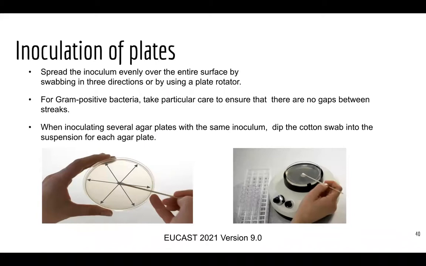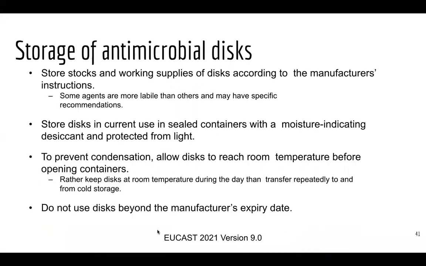Also, if you use a rotator, which you can have as mechanical as well. And then there's a little bit about storing antimicrobial discs. If you've bought them, store them according to the manufacturer's instructions. If you can, and you're making them yourself, make them very soon before you do the experiment. And to prevent condensation, allow them to reach room temperature before opening the containers.